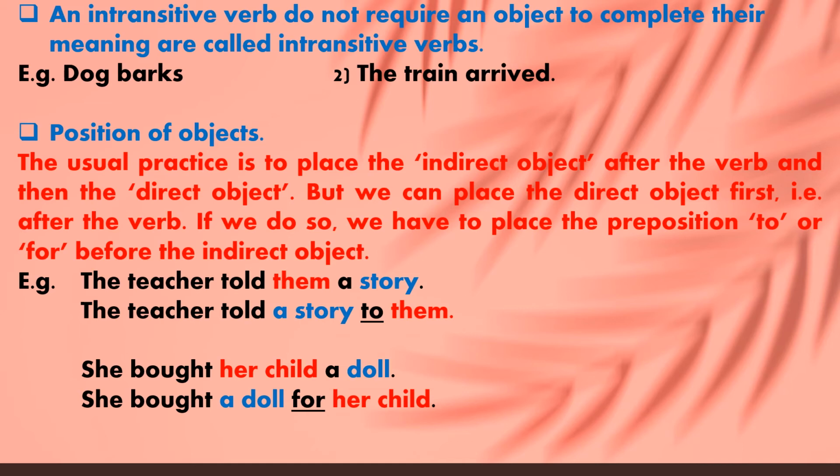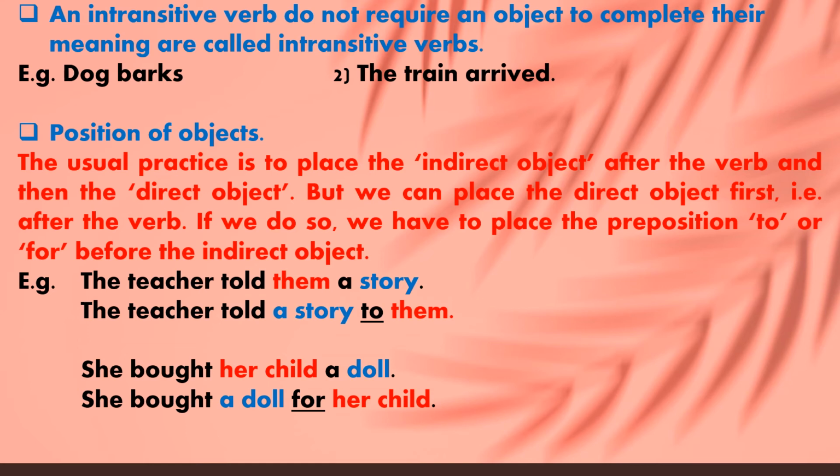Now, position of the objects. Children, there is an order to place the indirect object and the direct object. The usual practice is to place the indirect object after the verb and then the direct object. So if you form a sentence, first after the verb directly comes the indirect object and then the direct object. But we can change this order by placing the direct object first and the indirect object afterwards, but we have to use the preposition to or for. When we apply to or for, automatically we can change the position of the object.